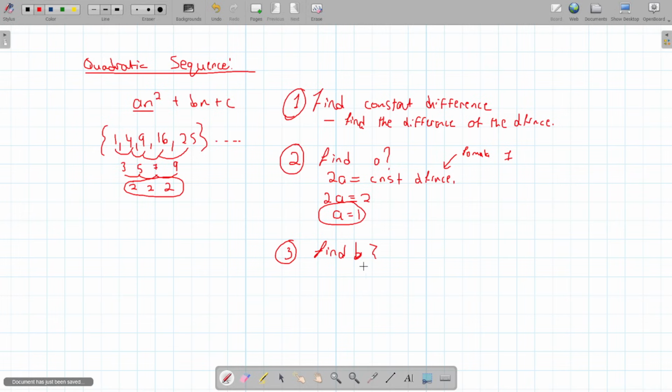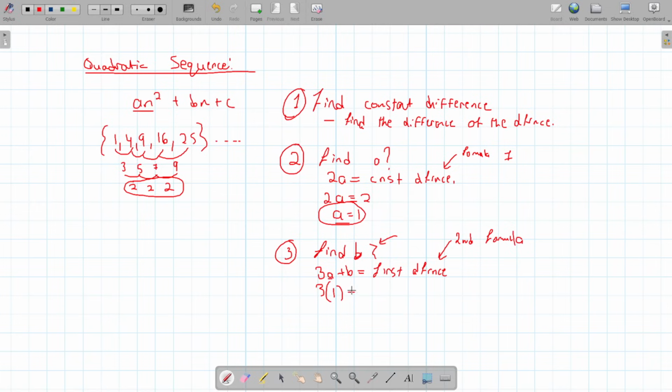How do you find b? This is your second formula. 3a plus b equals the first difference. Okay, this is your second formula. So in this case, 3a, what was my a? To find b, by the way, you need to have a. Okay, what was my a? We found it, it's 1.